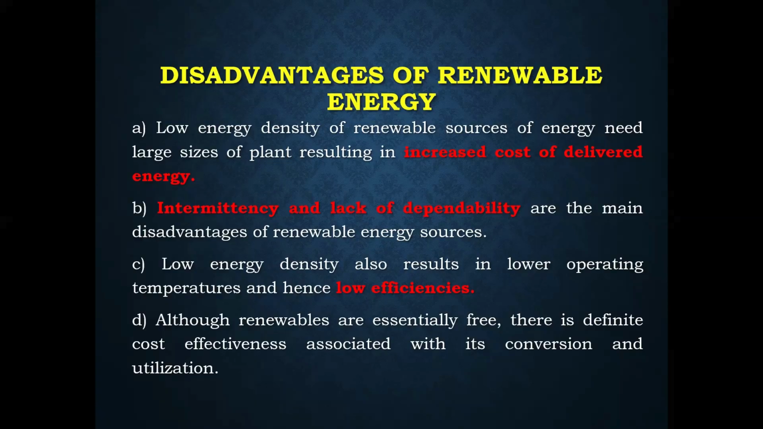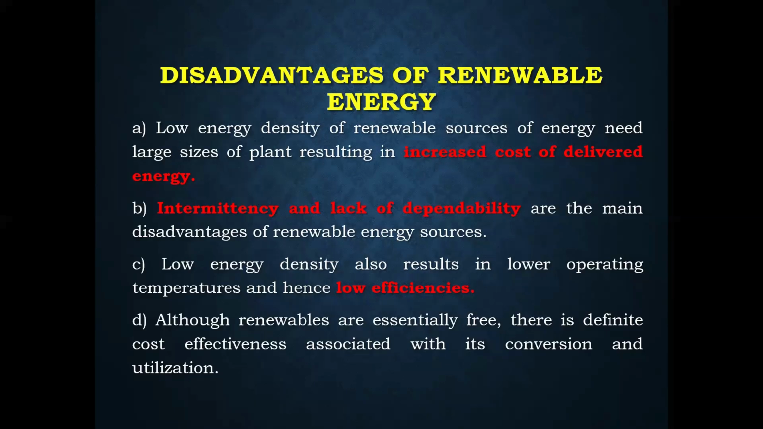Then intermittency and lack of dependability. So you cannot totally depend on this particular renewable energy source. Let us say the best example is solar energy. You cannot depend totally, as that energy will not be available 24 by 7. Only during the daytime, only at particular timings you can grab the maximum amount of solar radiation. And in rainy days and some winter season, you cannot get a proper quantity of sunlight. So we cannot totally depend on this particular renewable energy source. That is one of the limitations.